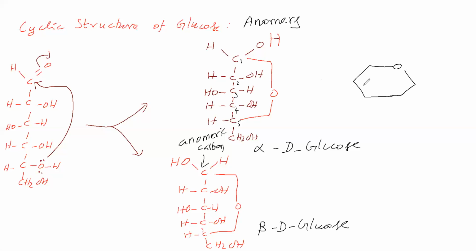Okay, the cyclic structure we have given like this. Next, take the first carbon. In the first carbon, H is on the left side. Left side means we will write it at the top, and right side means we will write it at the bottom.